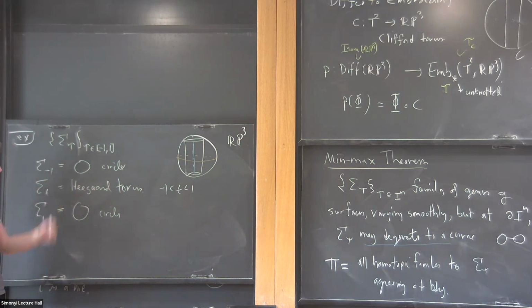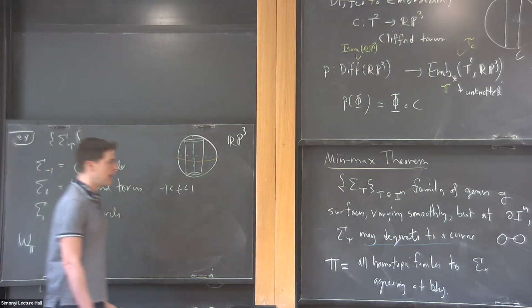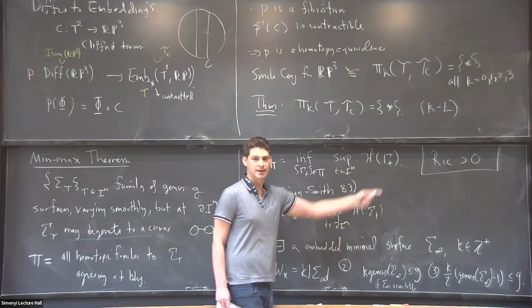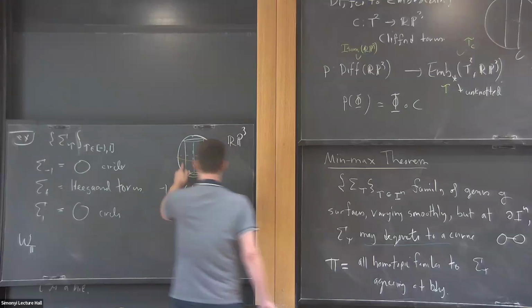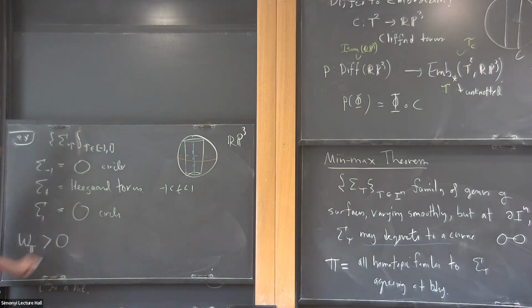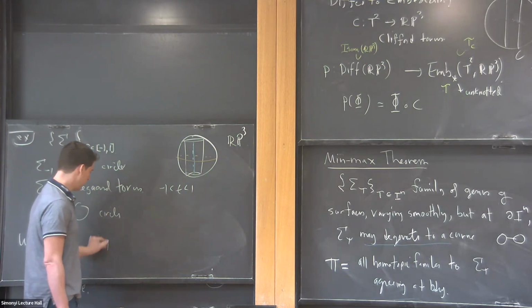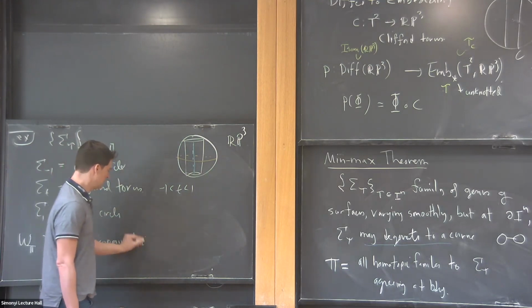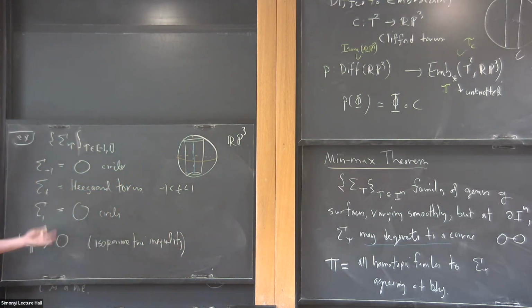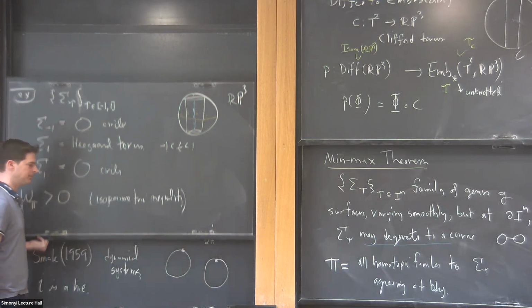Okay, so we want to apply the min-max theorem, so we have to look at this number, the width. In order to apply it, we need that the width of this family is bigger than what's at the boundary. What's at the boundary here is just a circle, so it has 0 length. So in order to apply the min-max theorem, we just need to know that this width is positive. But this actually just follows from the isoperimetric inequality. Because these tori are sweeping out the entire space, it cannot be the case that the area of all of them is arbitrarily small.